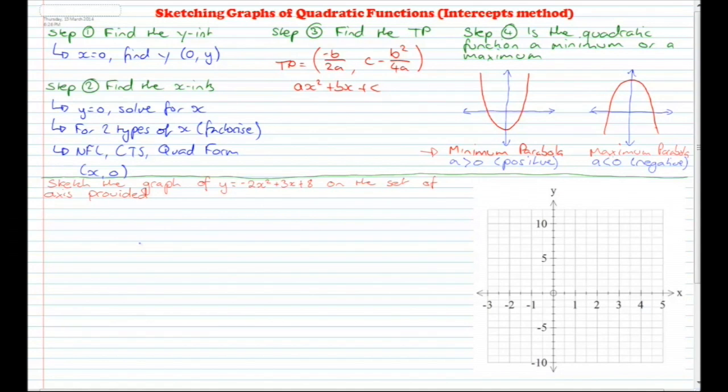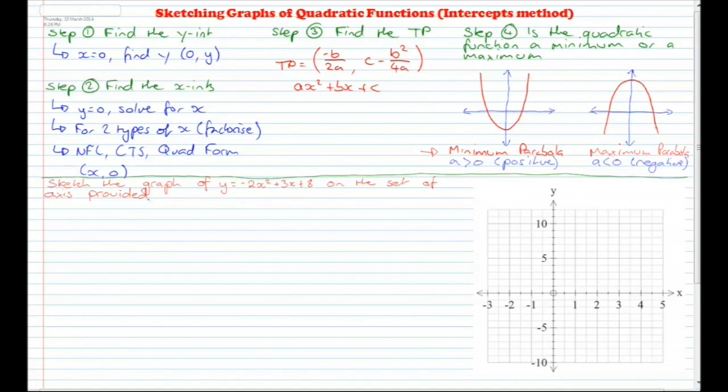Alright, so it's now time to sketch the graph of y equals negative 2x squared plus 3x plus 8 on the set of axes provided. Now, as you're going to see in a couple of minutes' time, this isn't like the ones that we've just done where we go through and complete the null factor law, because you can't actually factorise this. So let's go through and prove that first of all.